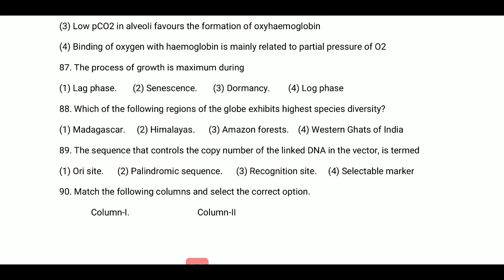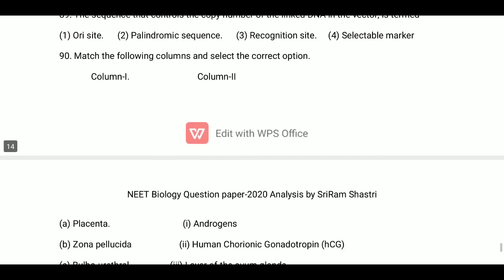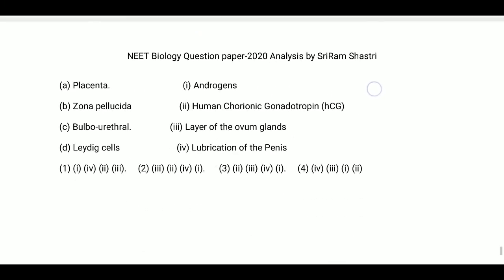The sequence that controls the copy number of linked DNA in a vector is termed as ORI site, palindromic sequence, recognition site, selectable marker. The first option is the right answer. ORI site, origin site. Match the following columns and select the correct option. Last question of the NEET biology.